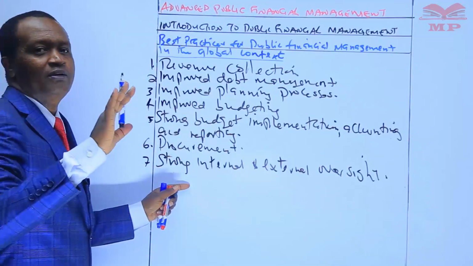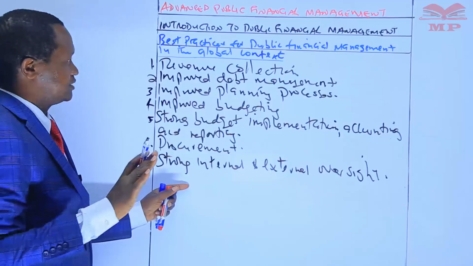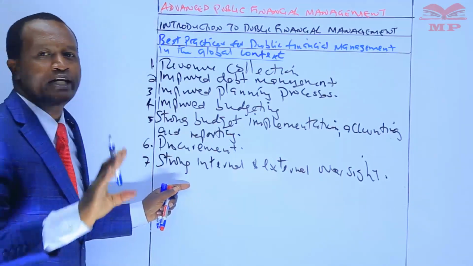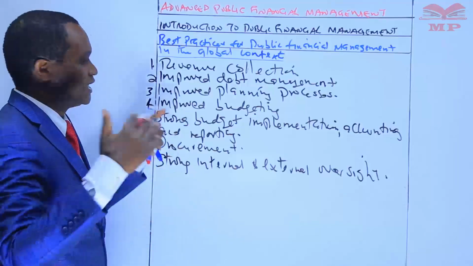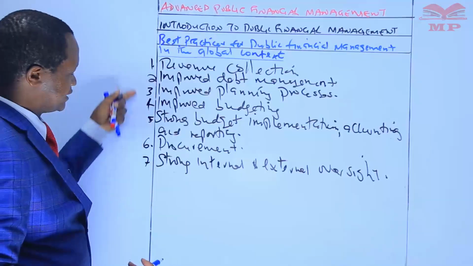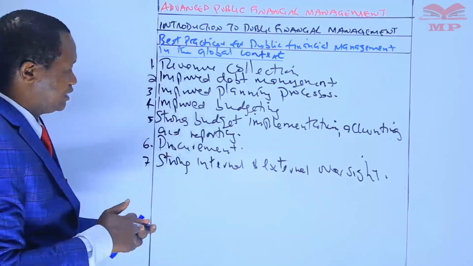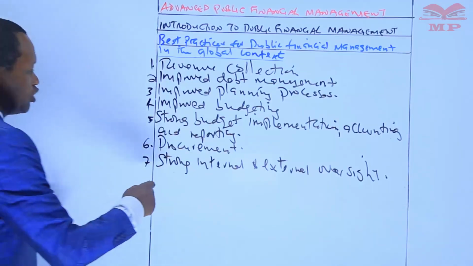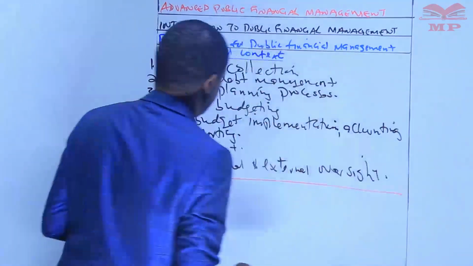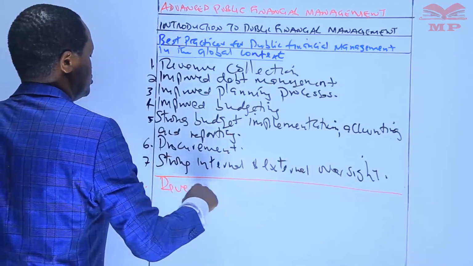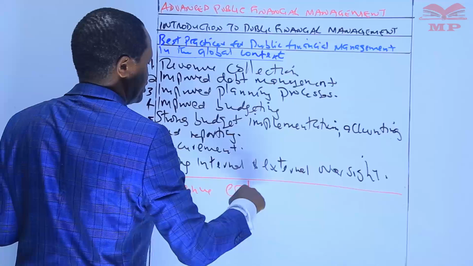These are broad areas. The World Bank Public Financial Management Guidelines are in 7 categories. You are going to study each category at a time, beginning with number 1, revenue collection.